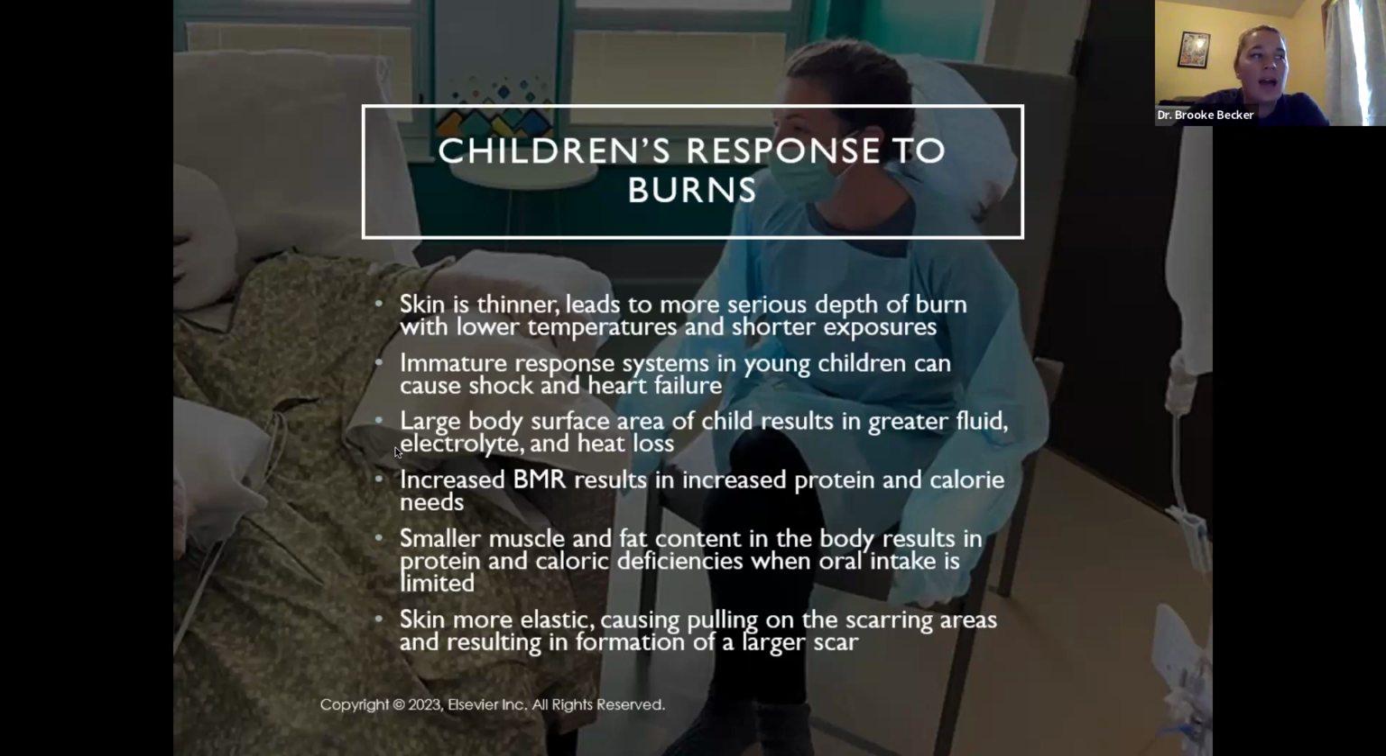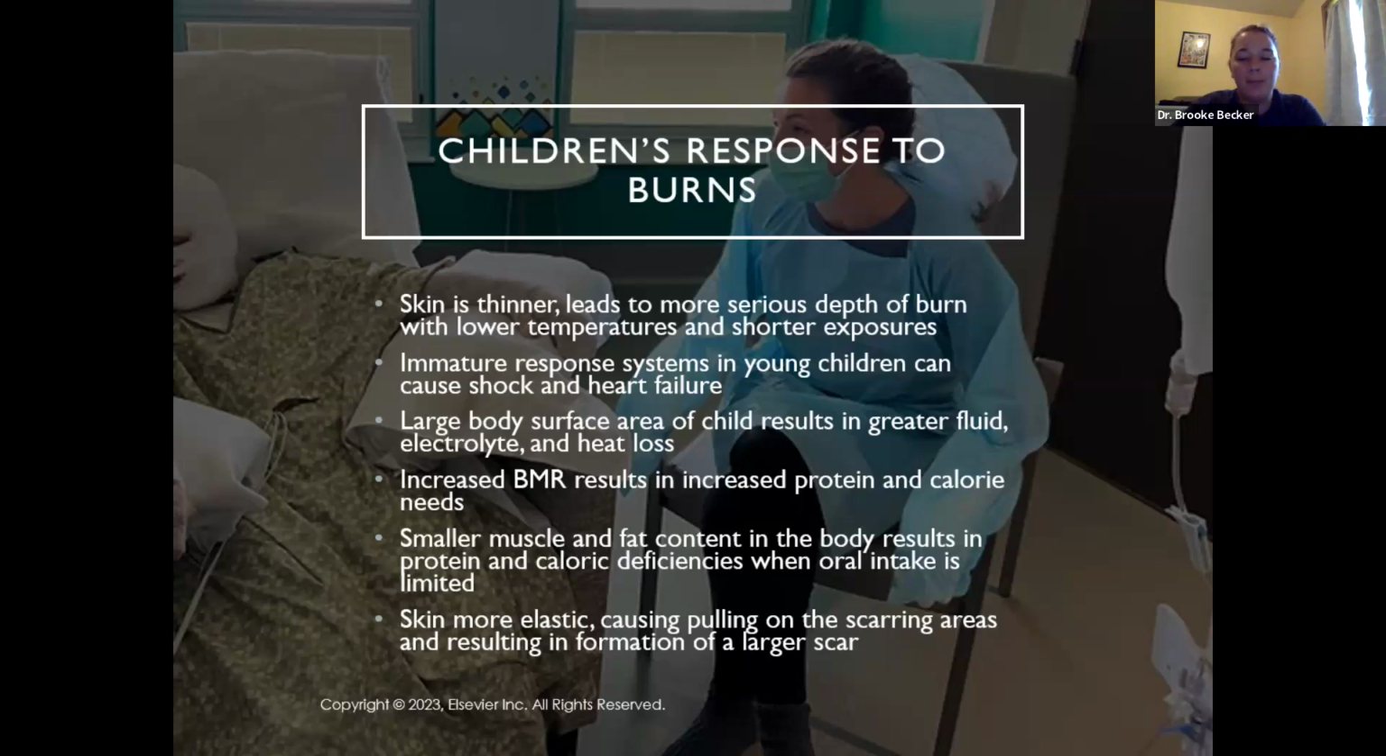They're going to have increased basal metabolic needs. So they're going to need more protein and more calories to help with healing. These kids are going to have a huge loss of fluid, electrolytes, and heat loss. So they're going to need fluid resuscitation, aggressive fluid resuscitation.